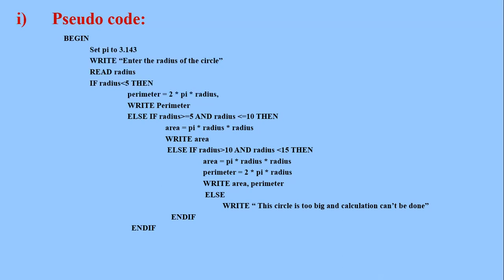And then this one ends the condition if radius is less than 5. So end if. And we end our program. So that's our pseudocode. Let's look at the flowchart.